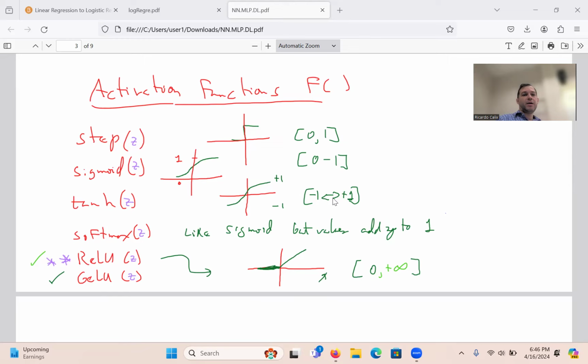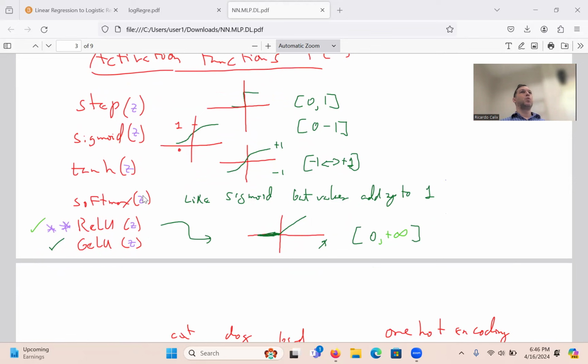Softmax is like sigmoid, but the values add up to 1. So that's basically the difference. You get a vector of different classes. Let's say in CIFAR-10, you have a vector of 10 values. It's predicting 10 probabilities, but those should add up to 1, and the softmax function does that for you. I actually have a pretty short code example for that one, so that we can see it.